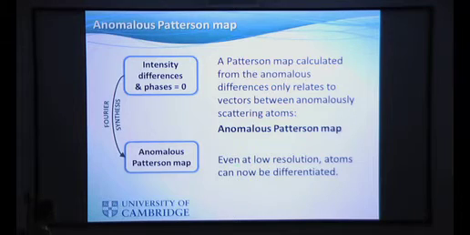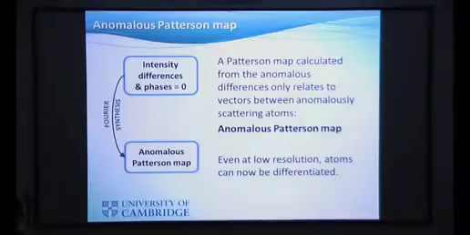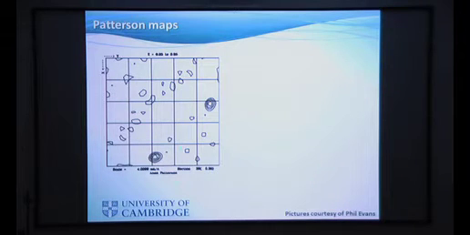And this will allow you to exploit the Patterson map, actually, if you're very lucky, to find your atoms, or any way to get some information about them. So this is a picture which I got from Phil Evans. It shows an anomalous Patterson map, actually a section through the Patterson map.